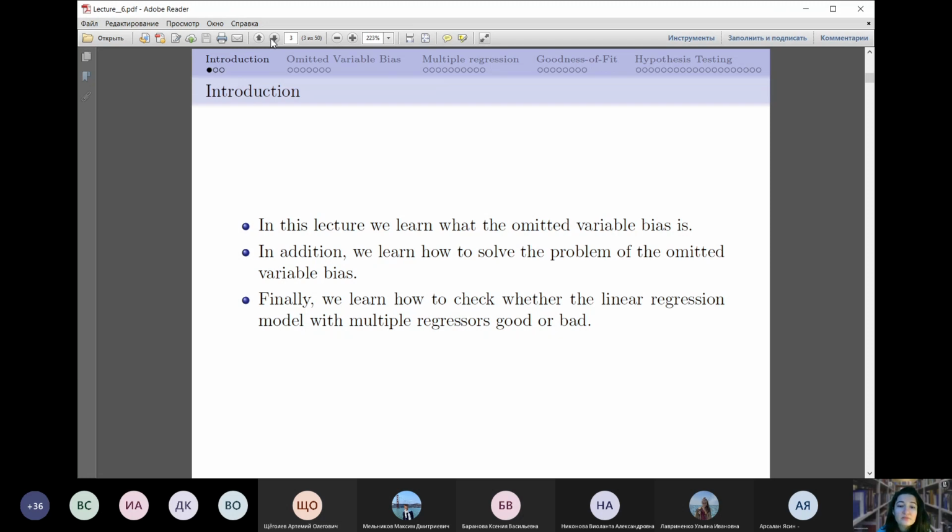And also, after this, we discuss the linear regression model with multiple regressors. How can we check if our model is, let's say, good or bad in general terms? How to interpret our parameters, because the main difference between the simple and multiple regression models is in the interpretation of beta parameters.